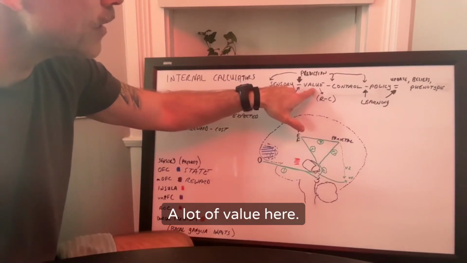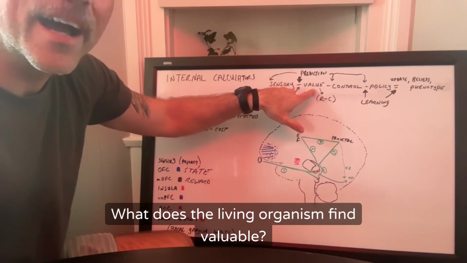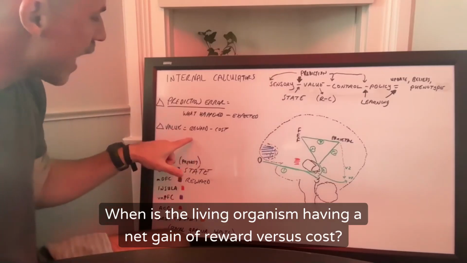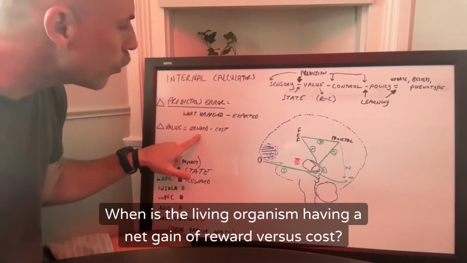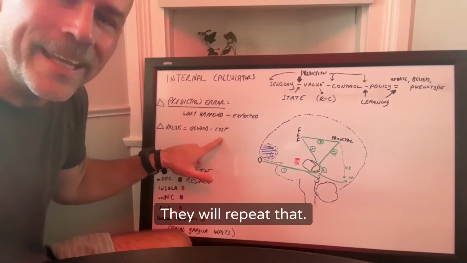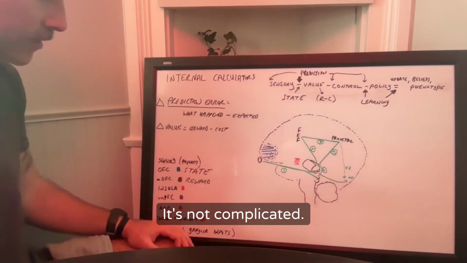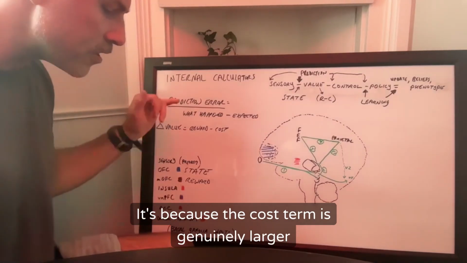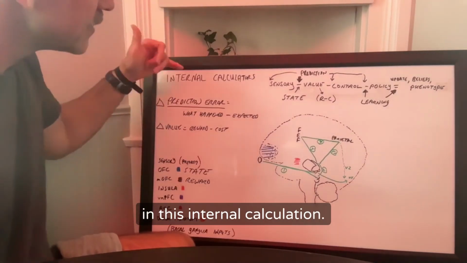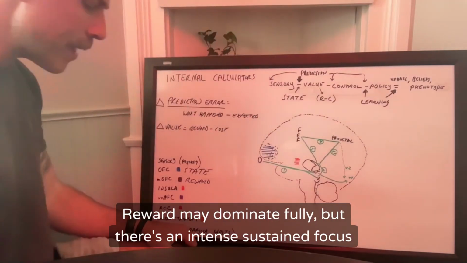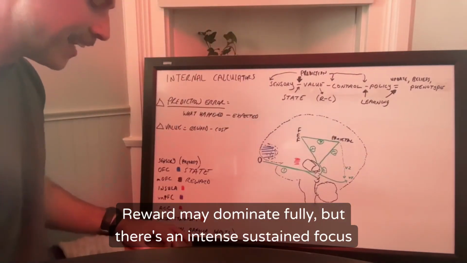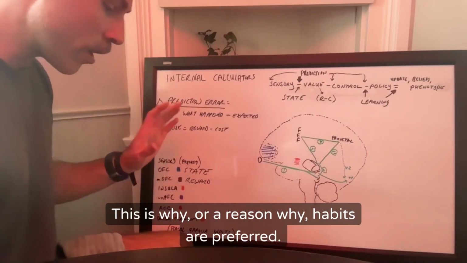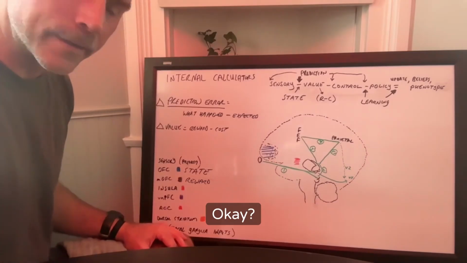A lot of value here. What does the living organism find valuable? When is the living organism having a net gain of reward versus cost? They will repeat that. It's not complicated. And this isn't necessarily because of weakness. It's because the cost term is genuinely larger in this internal calculation. Reward may dominate fully, but there's an intense, sustained focus that's required. This is why, or a reason why, habits are preferred.